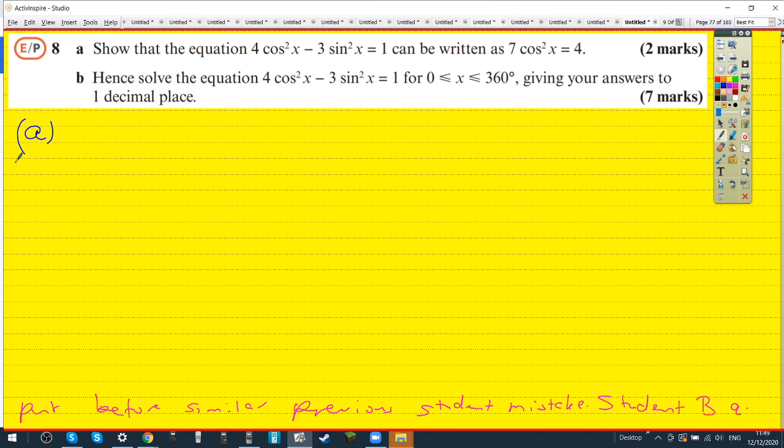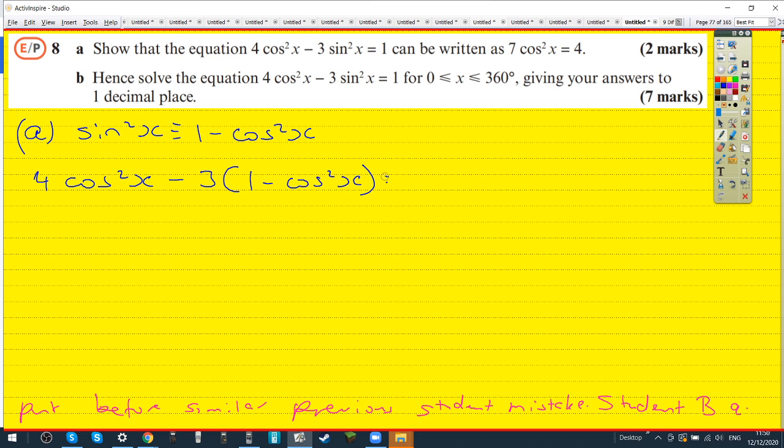So it would be written out as 1 minus sine squared x. Yeah. But we want to keep cos squared x. What is sine squared x the same as? 1 minus cos squared x. Okay, and so use that. So it'd be 4 cos squared x minus 3 brackets 1 minus cos squared x equals 1.